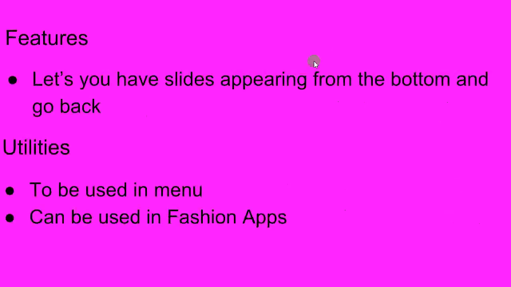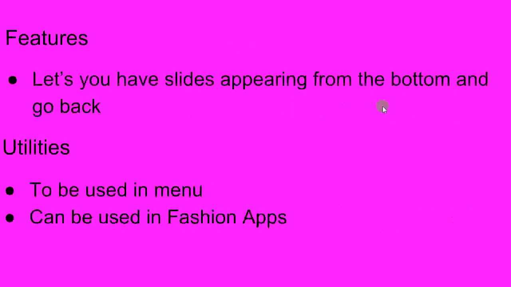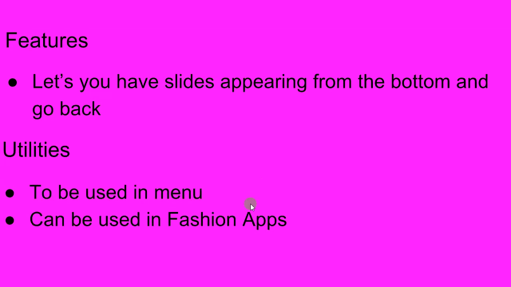Now the features are as such. There's one feature which is the most important: bottom sheets in Android let you have slides appearing from the bottom and then go back to the bottom. The utilities of this feature could be that you can use it in menus, different buttons displaying different options, and you can also use it in fashion apps. When I say fashion apps, what I really mean is that you will be able to show your users different fashion apparels in different slides.